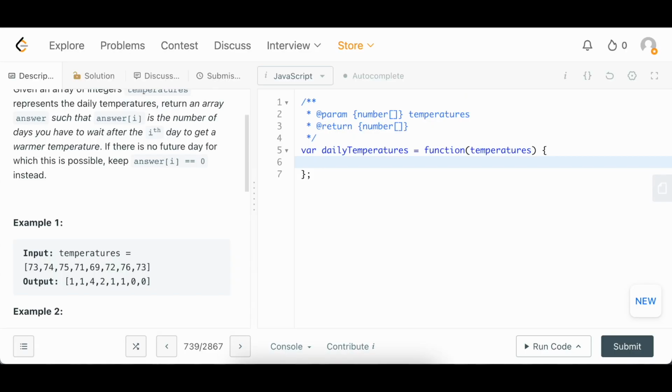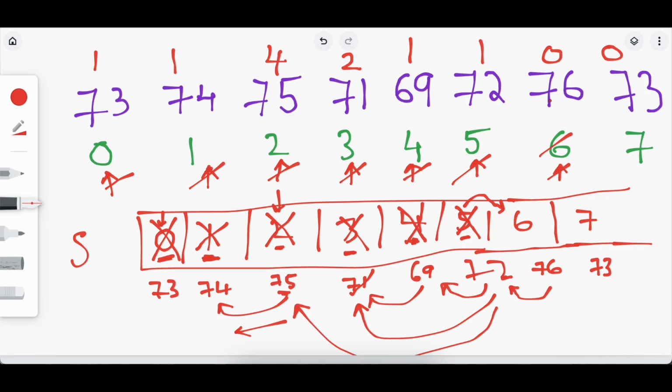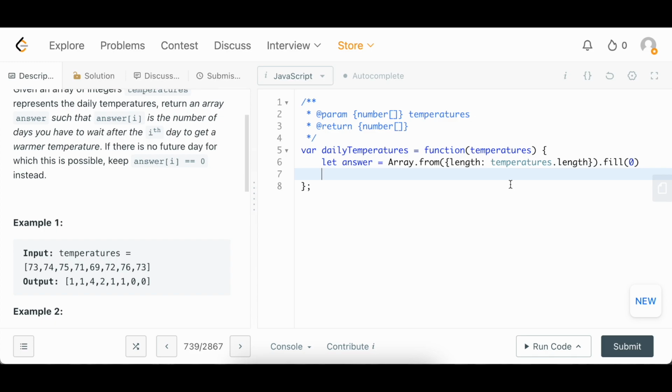Let's code it up. So we need an answer array, right, to maintain our answers. This is going to be the temperature's length, and we're filling it with zeros because, if you remember, in this case there's nothing we can do. So initially we'll have zeros, so if there is nothing filled, 0 will stay the same. And then we need a stack where we are going to be maintaining our indices, remember.